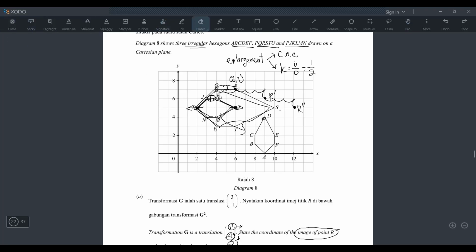And do you remember how I teach you in class? How to know whether it's reflect or rotate? We draw lines, right? So how do we do the lines? How do we do the lines? We have to join all the lines.